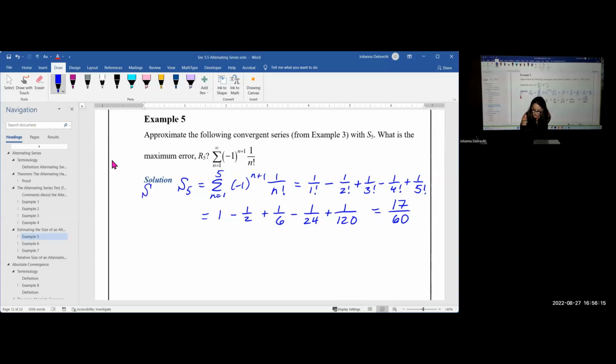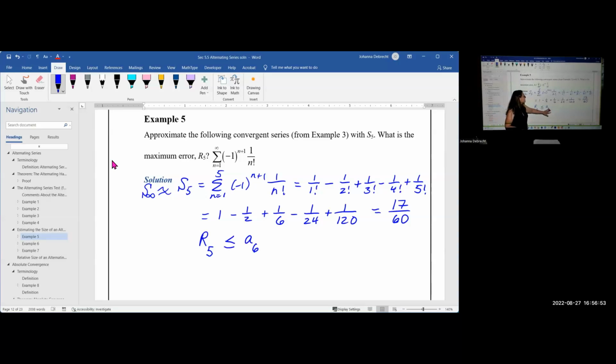So again, we're approximating S infinity with S5, but I want to know how wrong could I be? What's the error? Well, with an alternating series, the error is given by the first term you didn't use. And in this case, that would be A sub 6. So R5, the remainder, if I use the first 5 terms, is less than or equal to A sub n plus 1. So 5 plus 1 will give me 6.